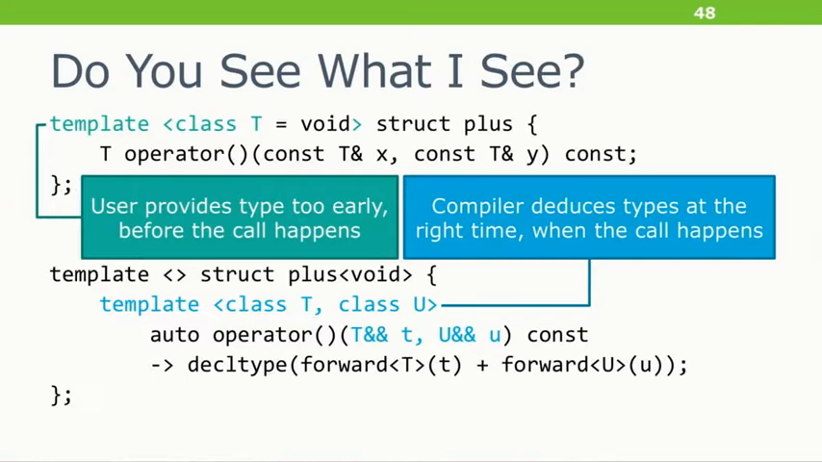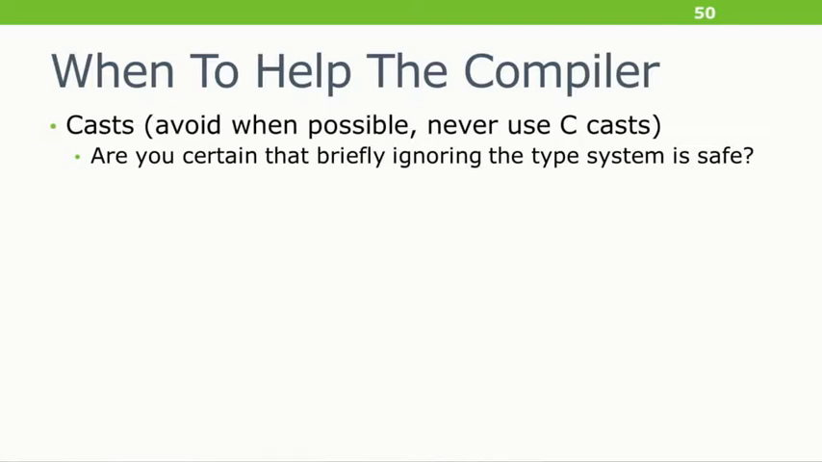So it's not going to get the types wrong. It's not going to introduce unnecessary copies or any of that stuff. Yeah, it allows template argument deduction to do the right thing. So I've been hammering on when not to help the compiler, but of course sometimes you do need to. In your code, with your high-level knowledge of your program, sometimes you need to say, hey, compiler, do this other thing. The most notorious example is casts.